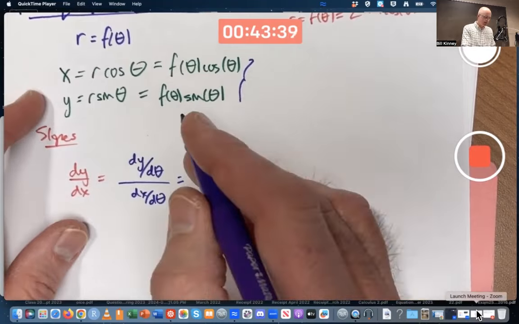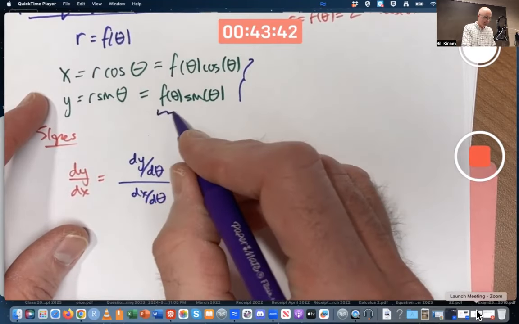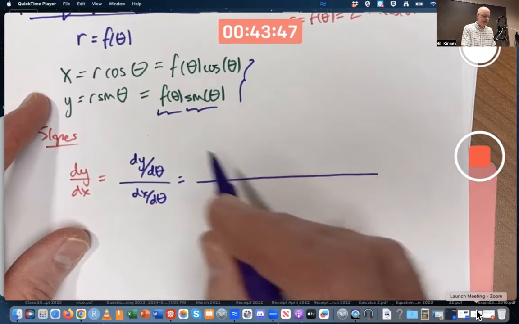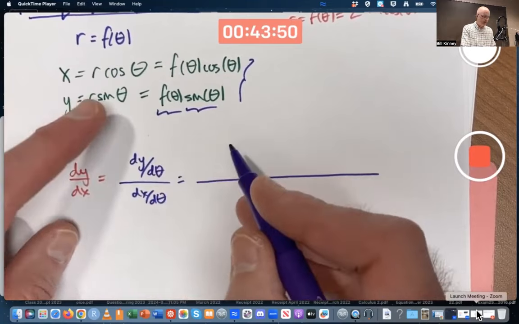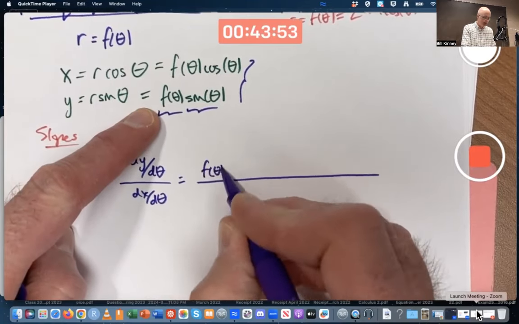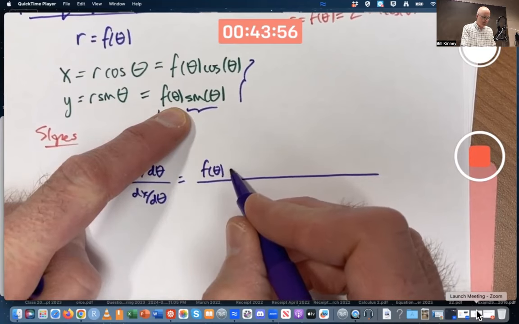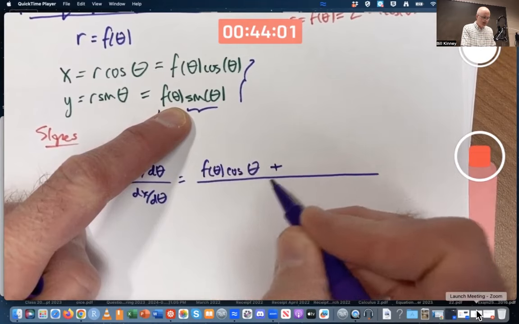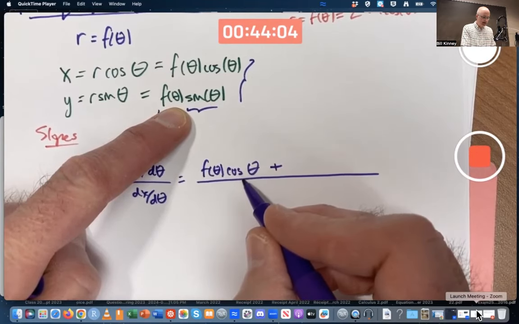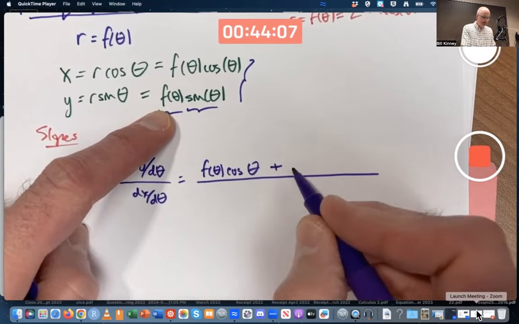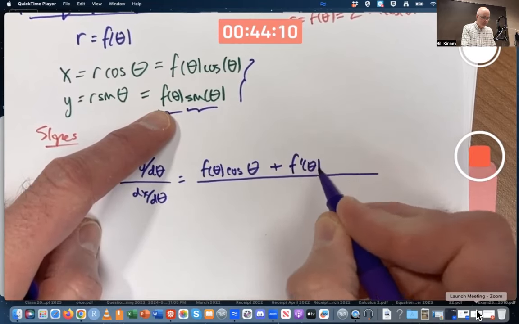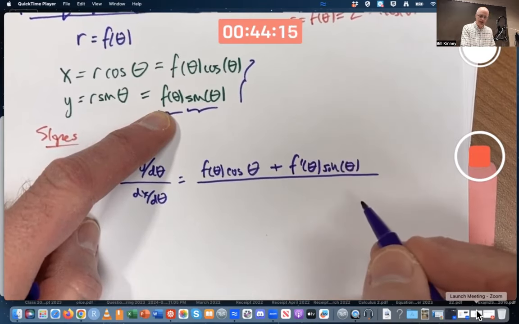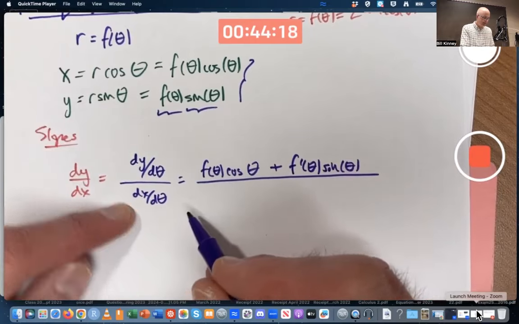Dy d theta is the derivative of this with respect to theta. We've got the product of two things, so we need the product rule. Left d right plus right d left. Left is f of theta. D right, the derivative of sine theta with respect to theta, is cos theta. That's left, d right, meaning derivative of the right. Plus right, sine theta, d left, the derivative of the left is f prime theta. That's right, d left.